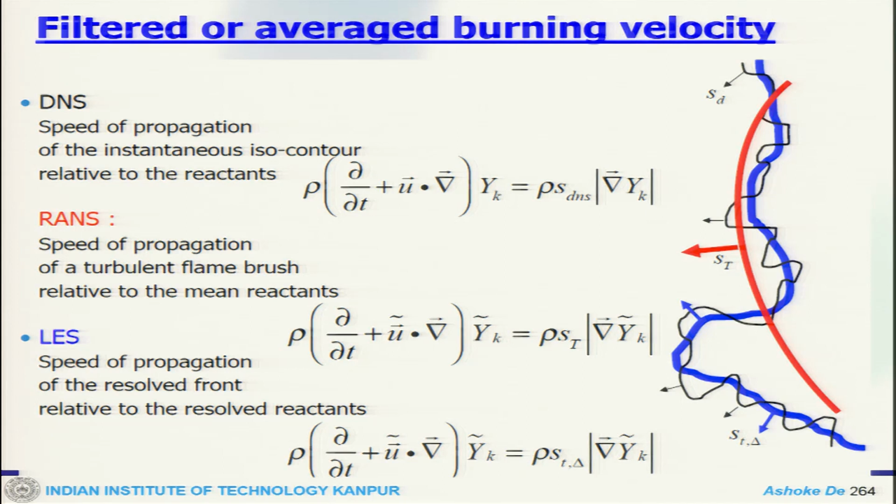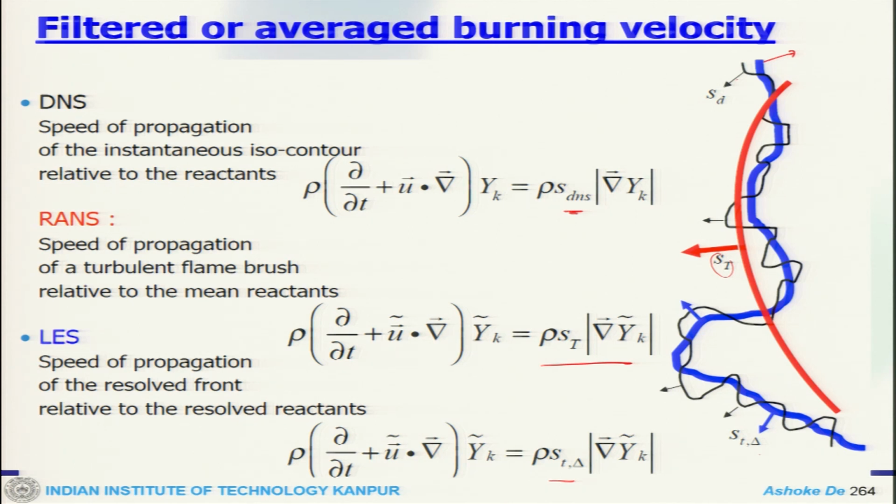So, now one can use this filtered or averaged burning velocity, which in a DNS situation you get this. This is an instantaneous flame front, this is the mean flame front, where this is your turbulent burning velocity, there is the displacement speed, and this is the subgrid scale stress. Now, in RANS, the speed of propagation is relative to the mean, and in LES, this is relative to the resolved reactants, and one can correlate from this and use those expressions.